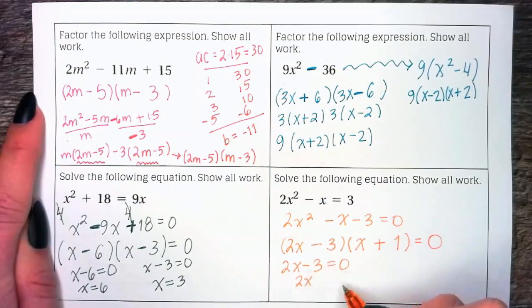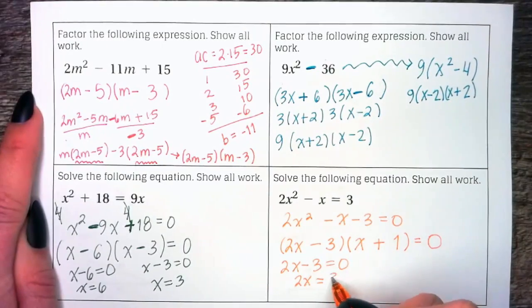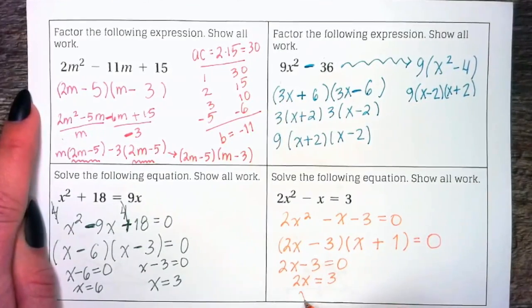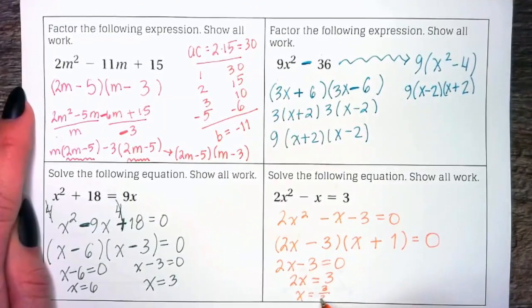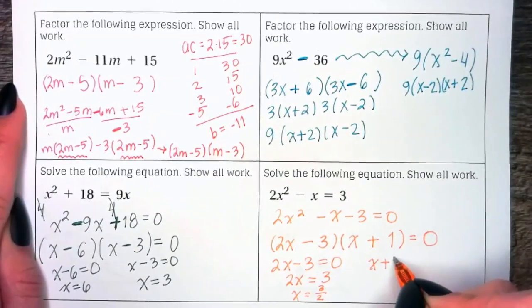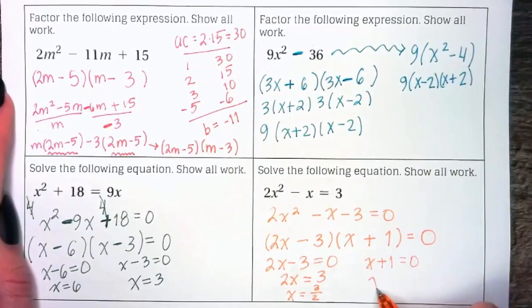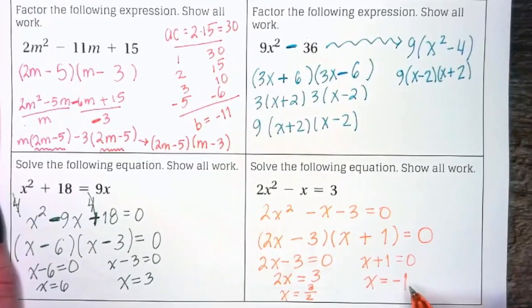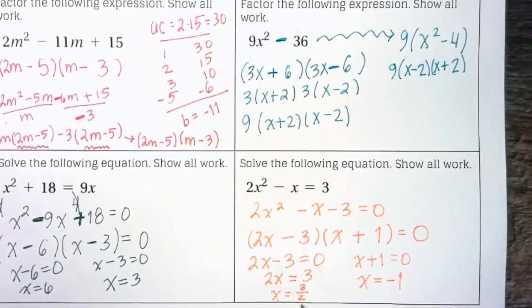Add 3 to both sides after you start your zero product property. Now I'm going to divide by 2. That gives me x equals 3 over 2. X plus 1 will also set equal to 0. Subtract 1 from both sides, and x equals -1.